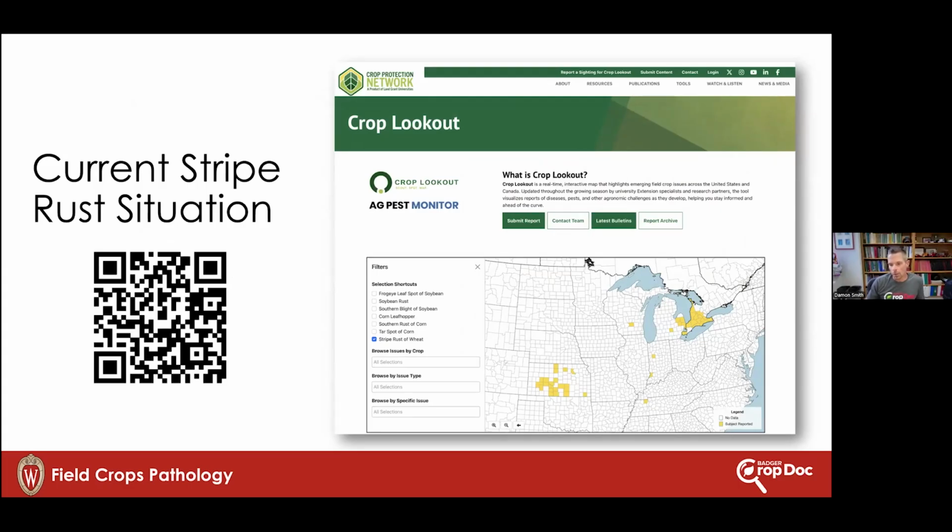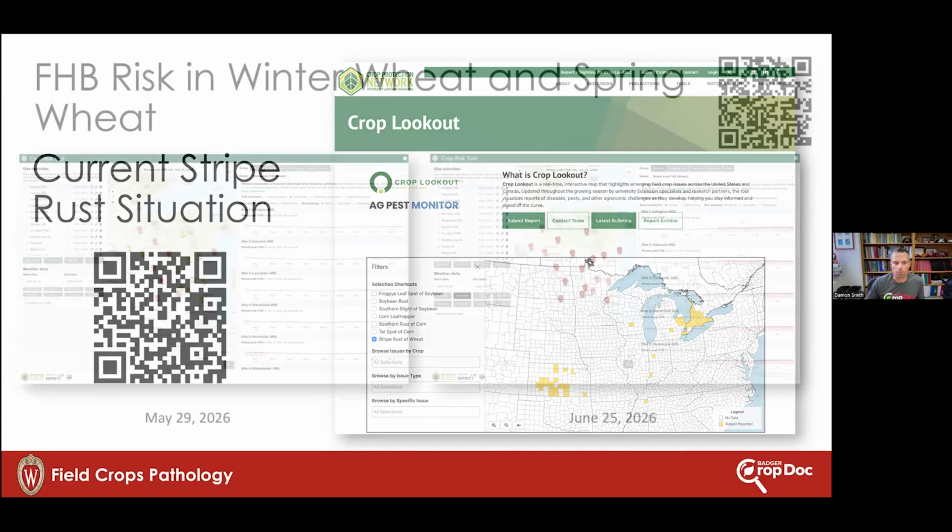We did see quite a few confirmations in Ontario, Canada, and Michigan over recent days, and you can see those highlighted there. This Crop Lookout page on the Crop Protection Network now consolidates all those risk maps, so that's a handy place to go and keep track of these diseases in real time, and you can see the various diseases that are covered there in the Crop Lookout.